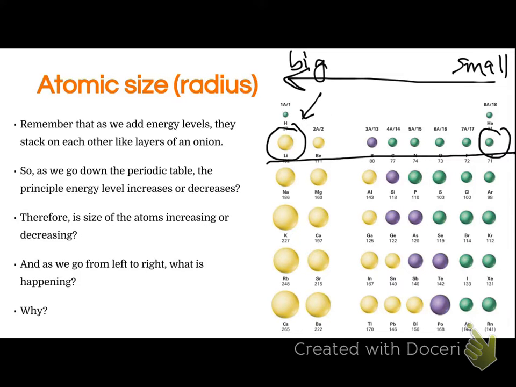Now, that doesn't really make much sense to us because we know that as we go up in atomic number, atoms are actually getting more electrons. But we're going to learn about why they shrink when we add more electrons in just a minute. So just hang tight on that one. Up and down makes a lot more sense because we know we're adding electron shells as we go down. So here's the 2s, here's 3s, 4s. It makes sense that those get bigger as we go down.